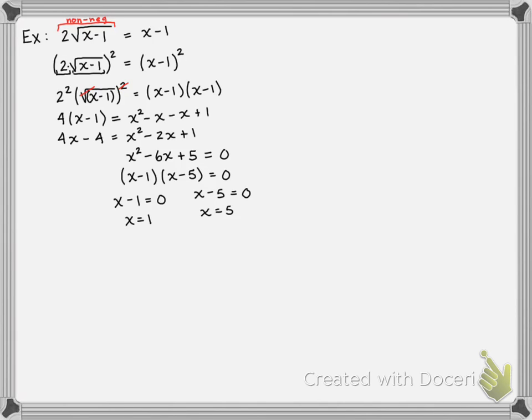So if I put 1 in for x, is my right side negative? It's not, so that's okay. When I put 5 in for x, is my right side negative? So that one is also okay. So again, both solutions work.